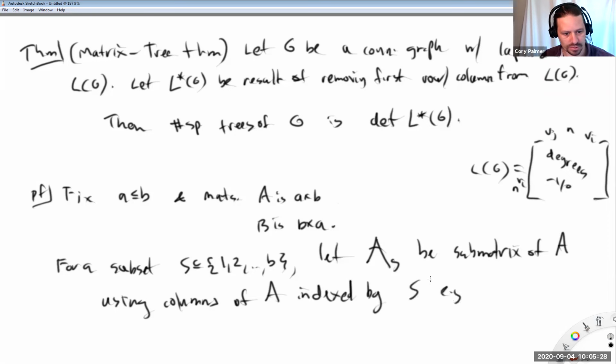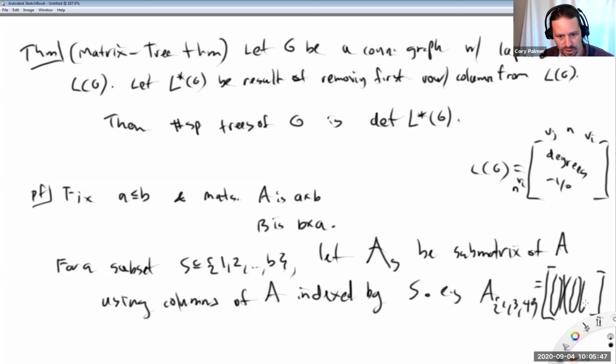Let's look at an example here. So like A sub, say, 1, 3, 4 is going to look like the result of the matrix here, where I take the first column, not the second column, take the third column, the fourth column, and not the fifth. Say there are 5 columns here. Okay, does that make sense what A sub S is? It just tells you which columns to keep around.